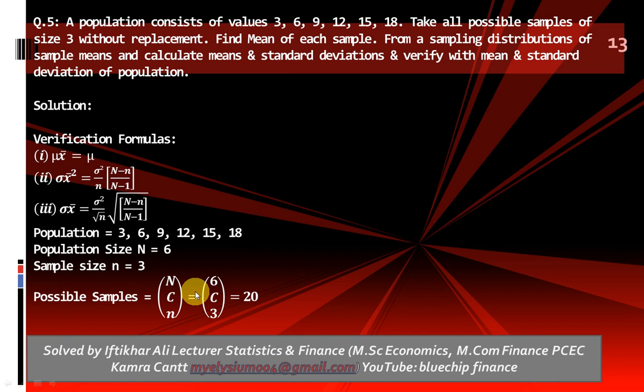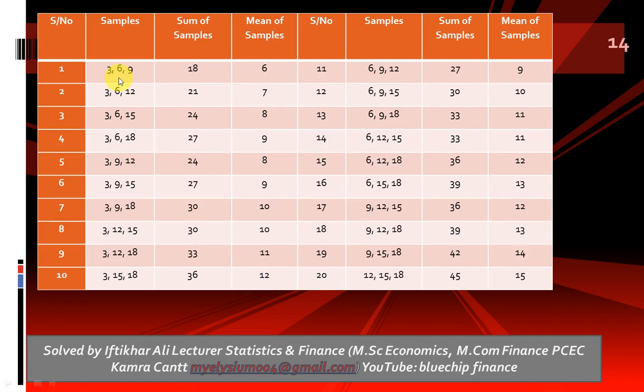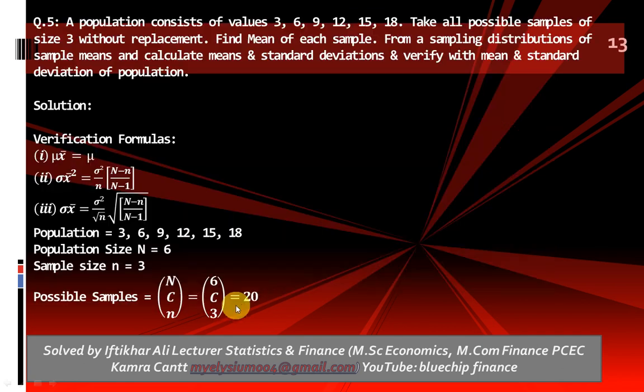In the second step we will calculate the population parameter, and in the end we will verify the result. So in case of without replacement, all possible samples should be equal to the combination NCn. So 6C3 should be equal to 20. Through an ordinary calculator you can calculate the combination. So what are these 20 samples?